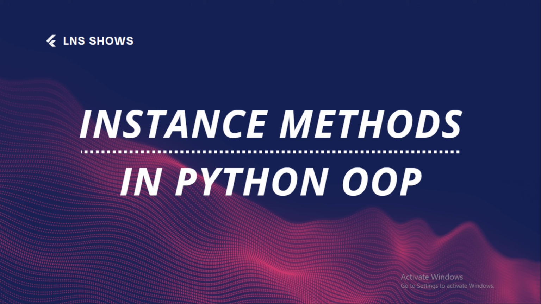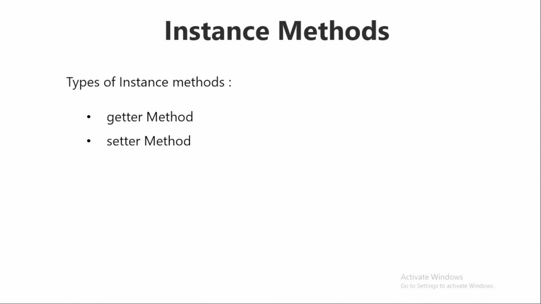In today's session, we will be discussing instance methods in Python object-oriented programming. Basically, instance methods have two different types, majorly the getter method and the setter method. But before understanding the getter and setter methods, let us have some overview of instance methods.